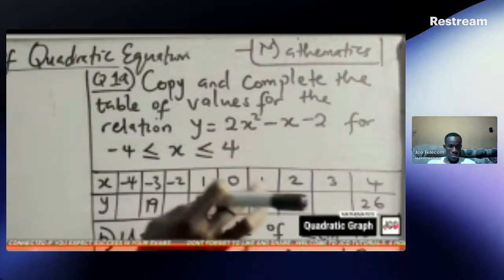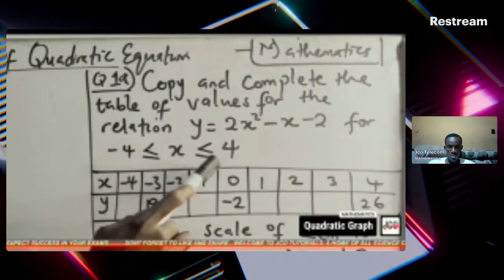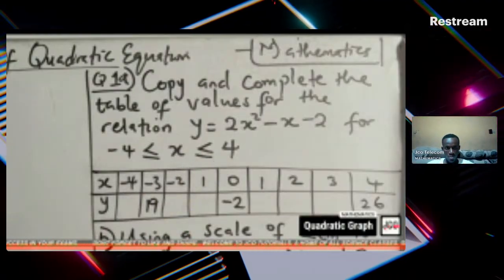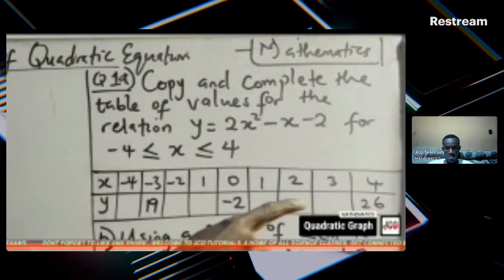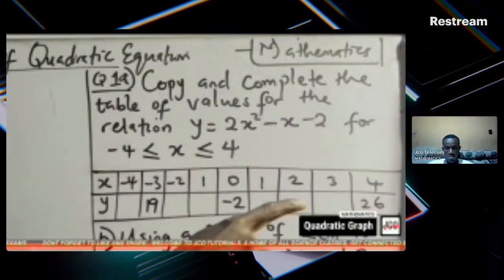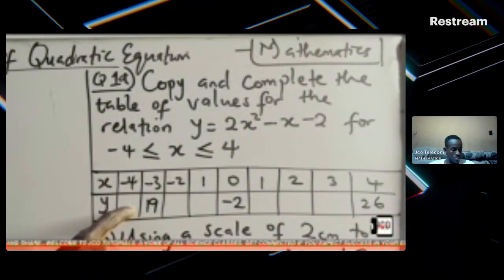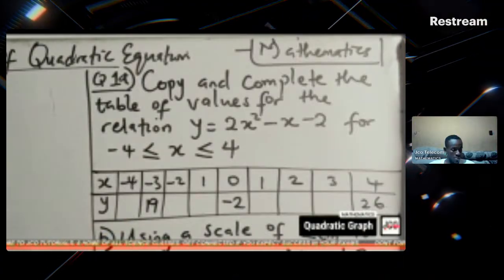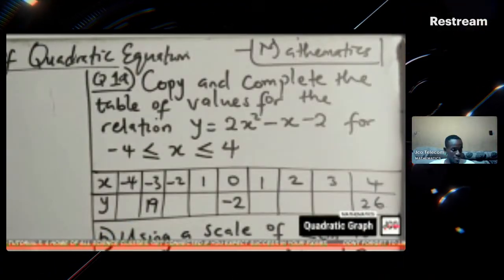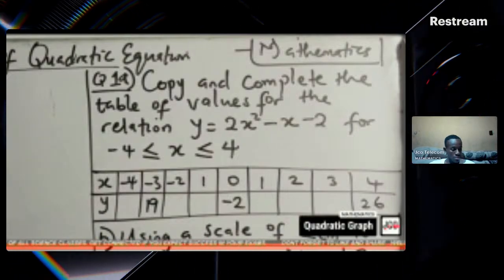So this is the equation, with -4 less than or equal to x less than or equal to 4. So it means your range starts from -4 and ends at 4. Copy and complete: this part is to copy and complete the table, which means there are some places that are missing in the box. When x is 4, it is missing.